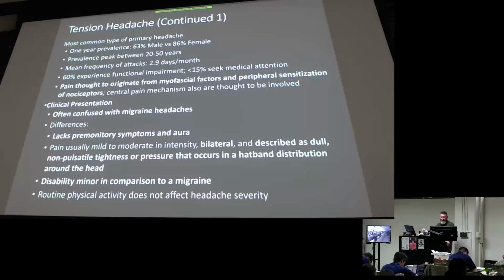60% have a functional impairment. Basically, these are headaches that are thought to come from myofascial origin, right? So tension kind of makes sense. This is the most common type, as I mentioned. Often pathognomonic, like the board is going to say, it's a bilateral hat band-like distribution of pressure. So hat band, i.e. around the circumference of the top of your head.